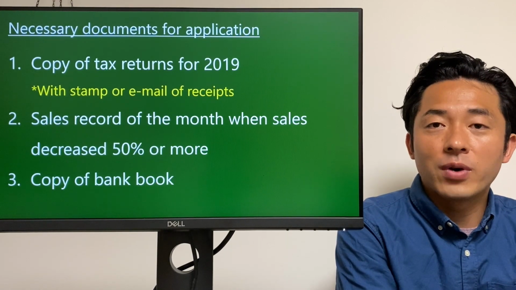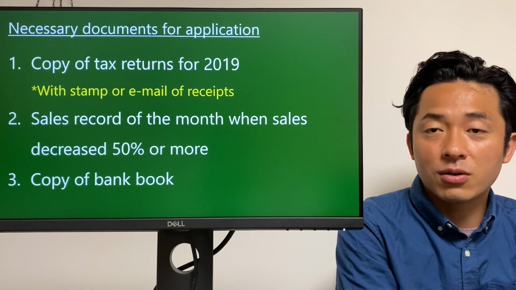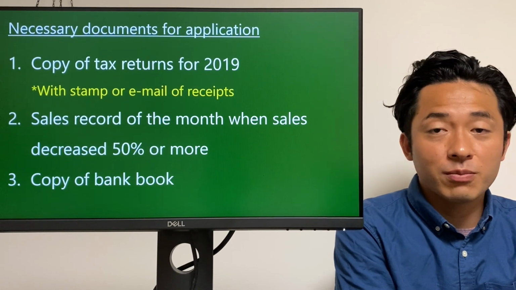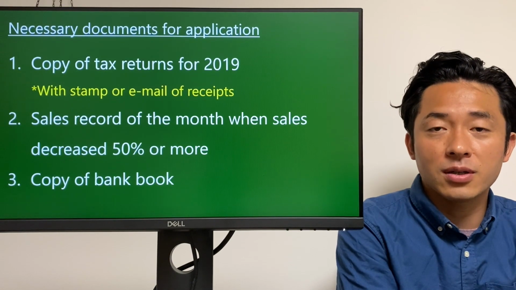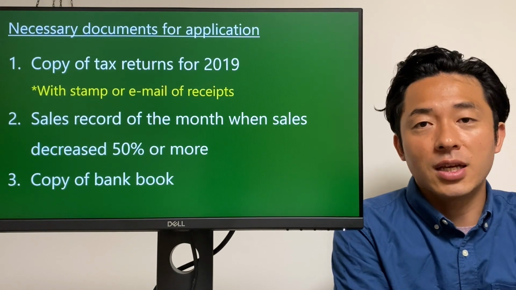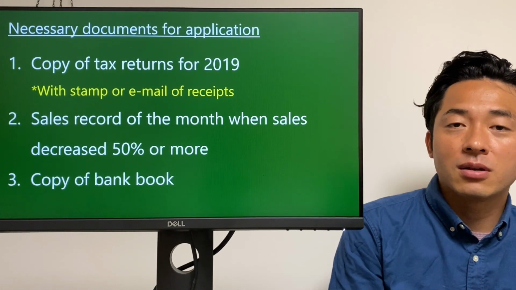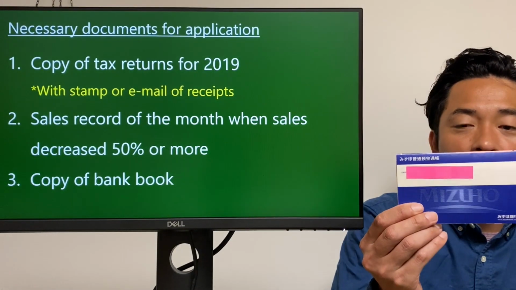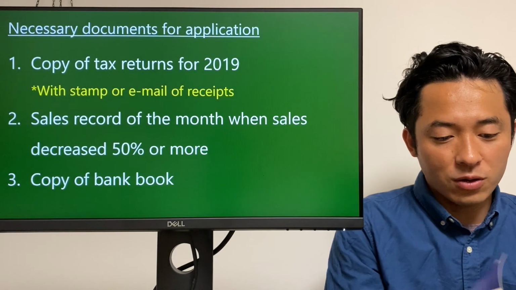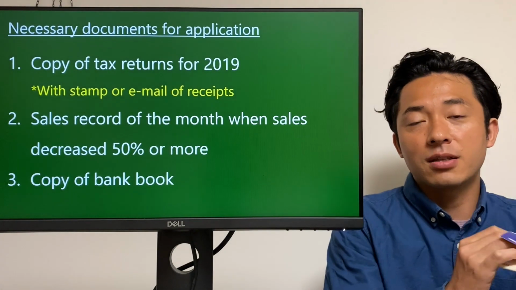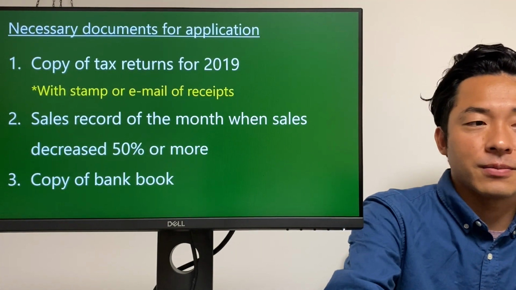The second one is a record of the sales when your sales drop more than 50%. If you are doing the bookkeeping by using accounting software, you can output the sales data from the accounting software and submit it with the application. The third one is a copy of your bank account to receive the subsidies. You will attach the cover page, and you will also attach the first page of your bank book and submit it with the application.